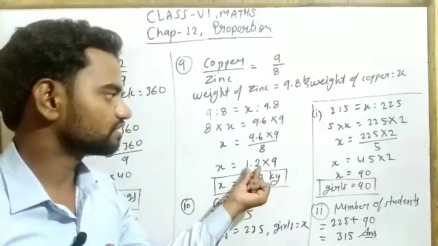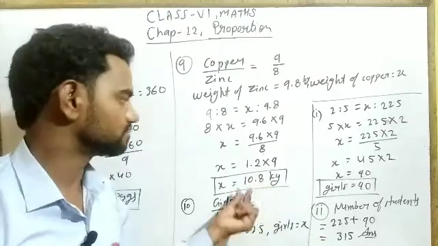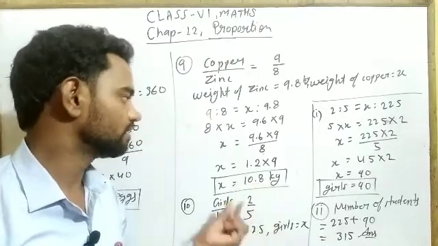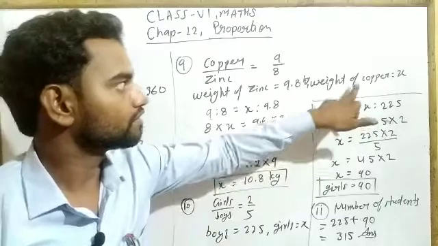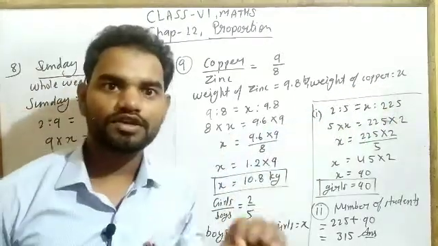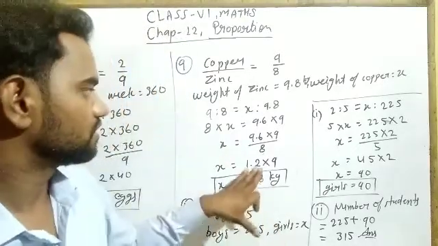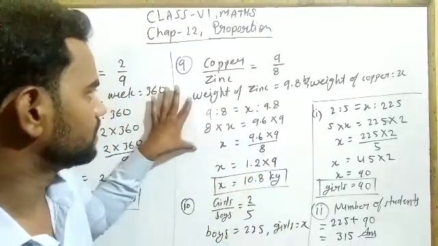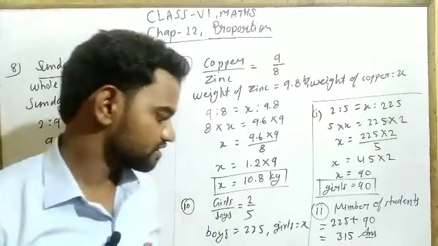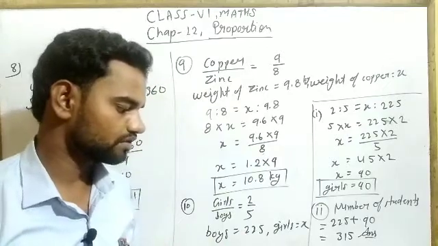So this is one decimal place, so one decimal will be inserted in 108. Then this will be 10.8 kilogram. Then the weight of copper in that alloy will be 10.8 kilogram, means 10 kilogram 800 gram. This is the solution.